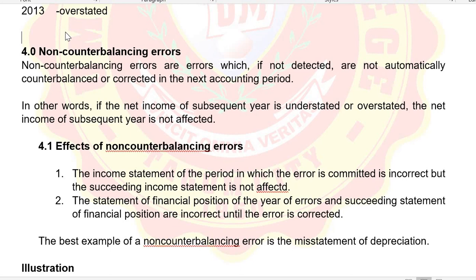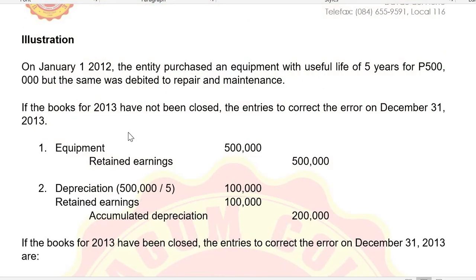The best example of non-counterbalancing is the statement of depreciation. Okay? Ito yung best example natin. For January 1, 2012, the entity purchased an equipment with a useful life of 5 years for 500,000, but the same was debited to repair and maintenance. Okay? So, yun siya. Instead of debiting it to an asset account, na-debit mo siya as repair and maintenance. So, meaning to say, na-expense mo yung entire 500,000 on 2012. No? Na-expense mo siya. Okay? So again, this is non-counterbalancing error, diba? So, di mag-self-correct.